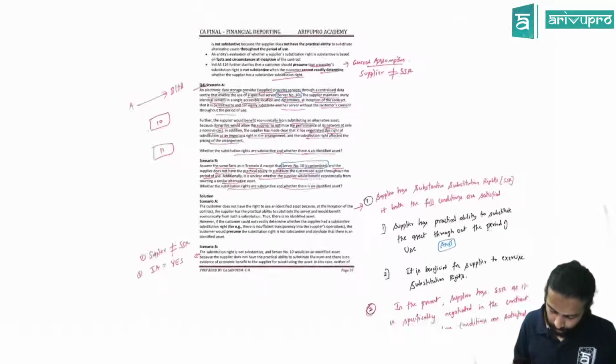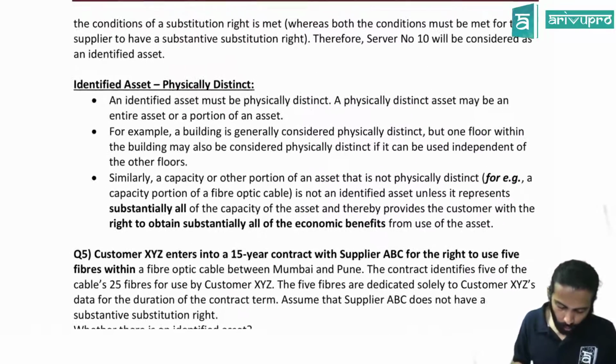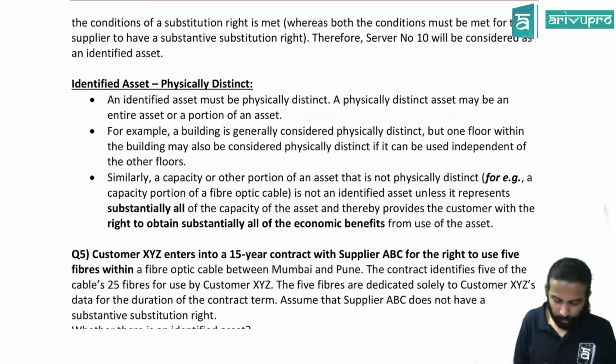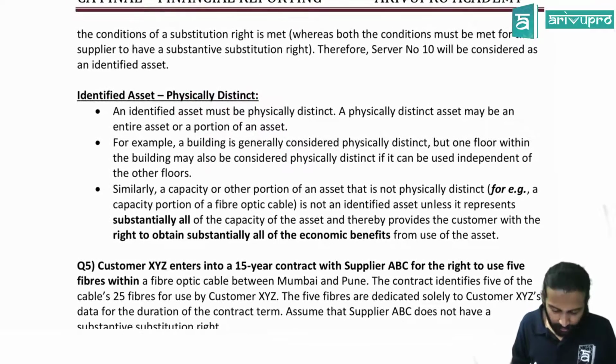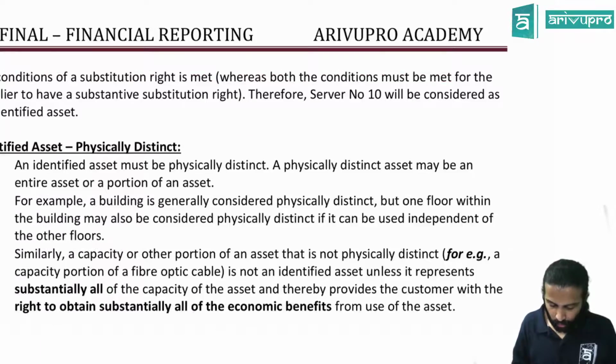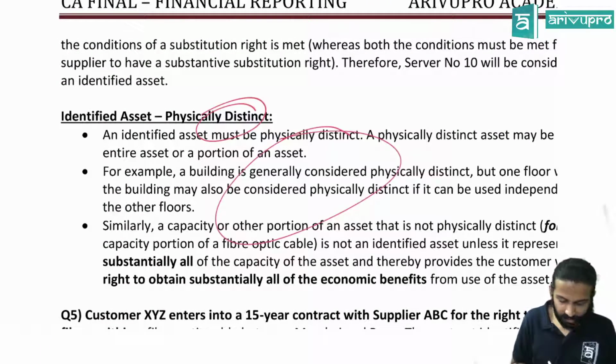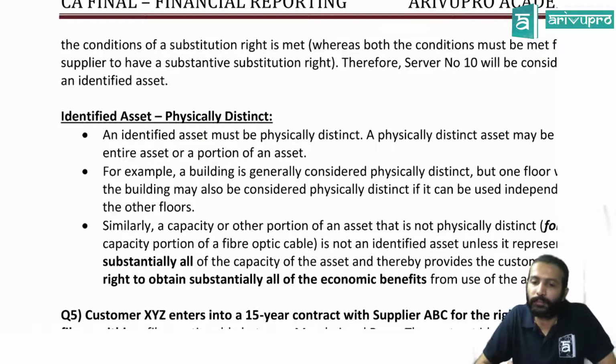Okay. Move on to the next one now. Now we come to some confusion in your head. When can you say an asset is identified? You can say an asset is identified provided few conditions are satisfied.